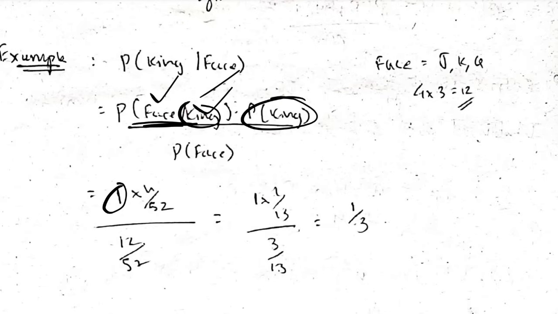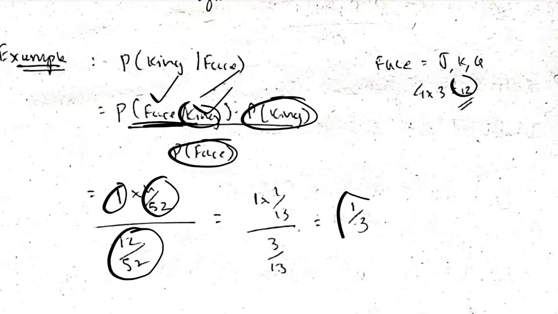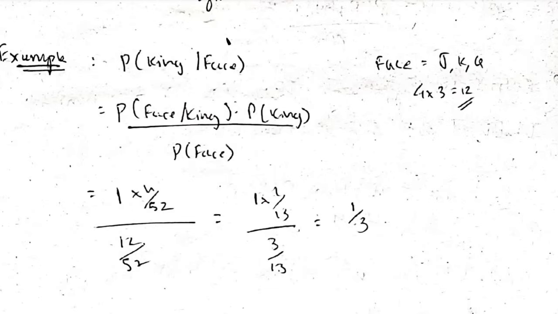Probability of king means there are 4 kings out of 52 cards, so 4 by 52. P of face means how many face cards are there? 12 are there out of 52, so 12 by 52. Simplifying, you'll get 1 by 3. That means if I got a face card, there is a 1/3 possibility that I'll get a king card.